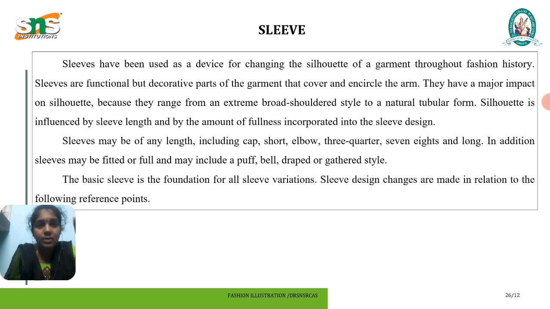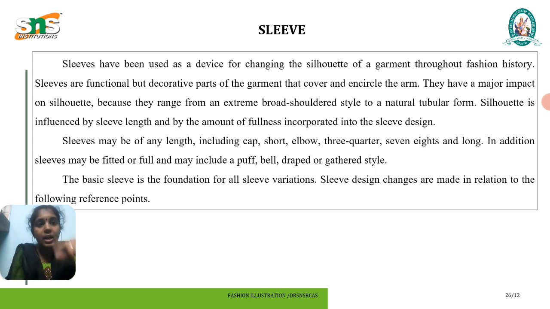In addition, sleeves may be fitted or full and may include puff, bell, draped and gathered styles. Here we can create the puff style, arranging it from here to here. Bell seems to be a very loosely fitted one. Drape seems to be like a cowl type, and we can make it here. The gathered style means we can create gathers over the top or the bottom, wherever the design needs.